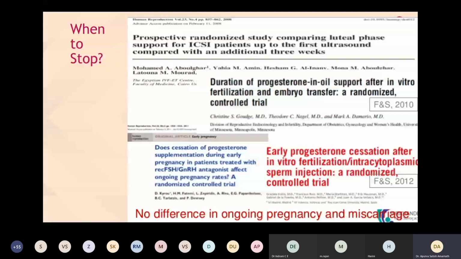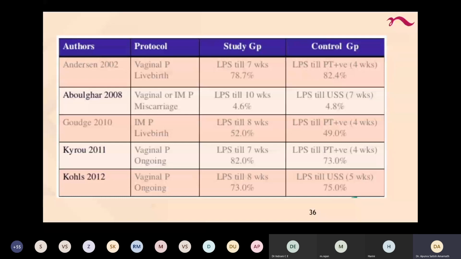So these are some papers which show stopping the luteal support a little early. As you can see in almost all the papers, there is hardly any difference in pregnancy rate where the luteal support is extended anywhere between 8 to 10 weeks versus stopping at the pregnancy positive or where the cardiac activity has just appeared. So there is no consensus on when exactly it needs to be continued and stopped, but the usual practice is to continue at least from 9 to 12 weeks following the embryo transfer.